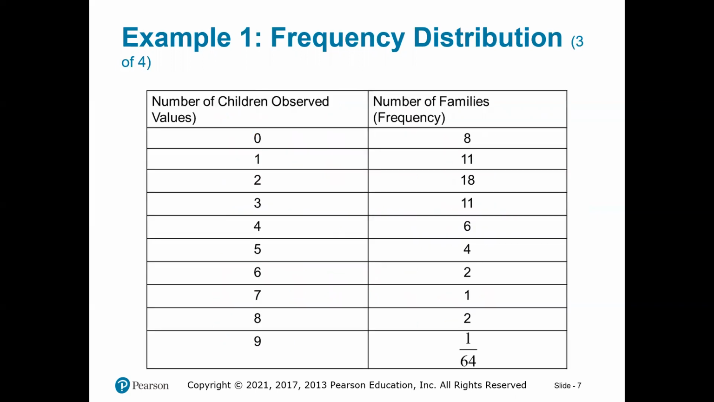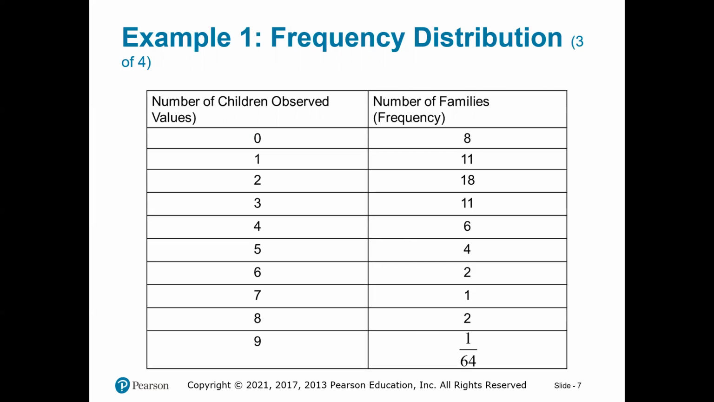So the frequency table should look something like this. For example, how many families with no kids? We have 8 of them. How many families with 1 kid? We have 11 of them, and so forth. How many families with 9 kids? We have only 1 family among the 64 families that we talked about.